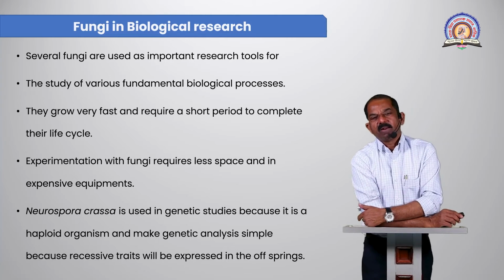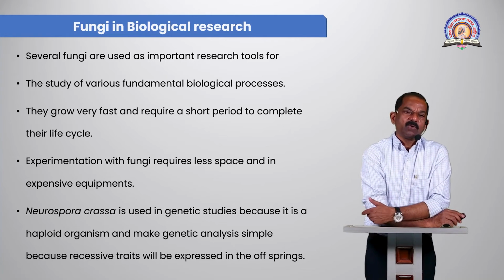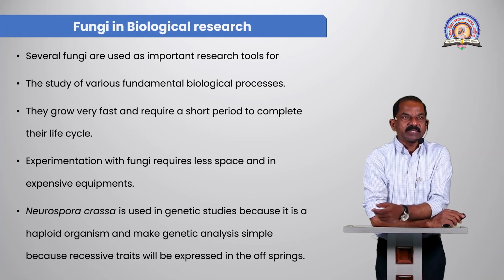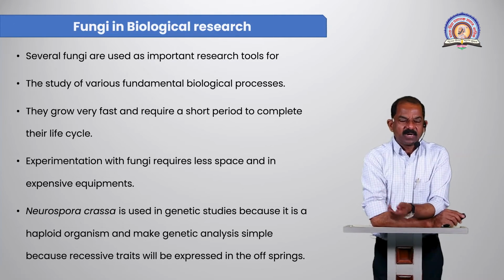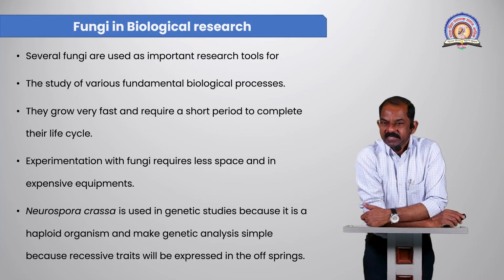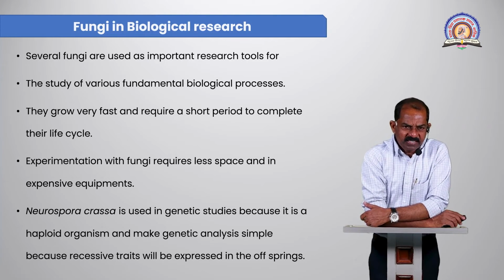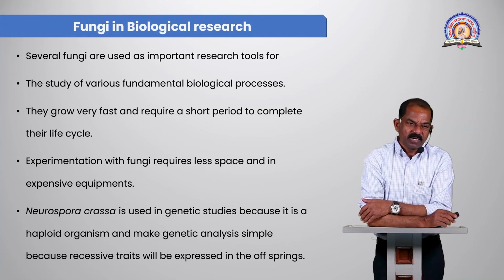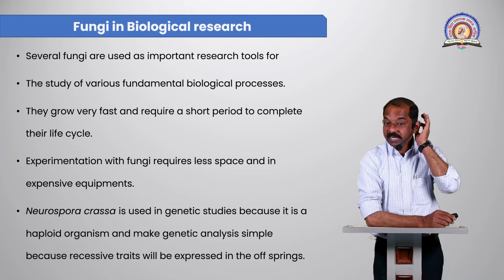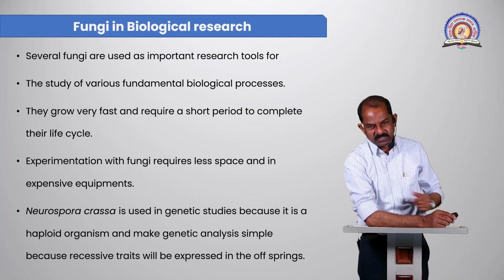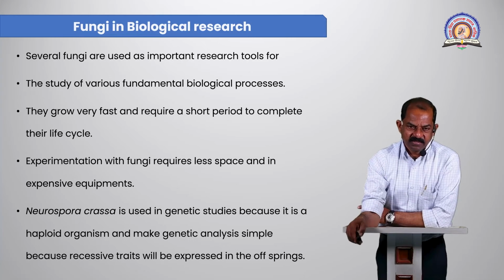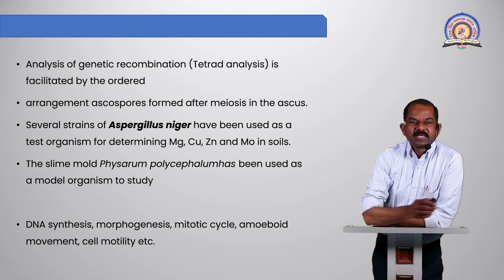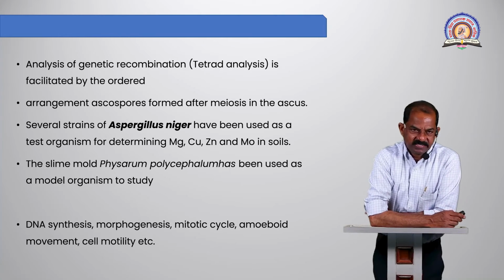Because they grow very fast and require a short period to complete their life cycle, with the help of that the research also takes place quickly, and the time required for the research is very less. Experimentation with fungi requires less space and inexpensive equipment. Neurospora crassa is one of the important fungi used in genetic studies, because it is a haploid organism, making genetic study very fast and very easy.